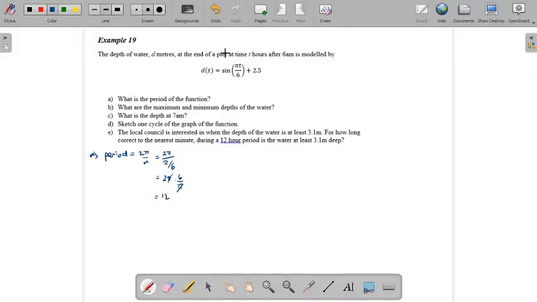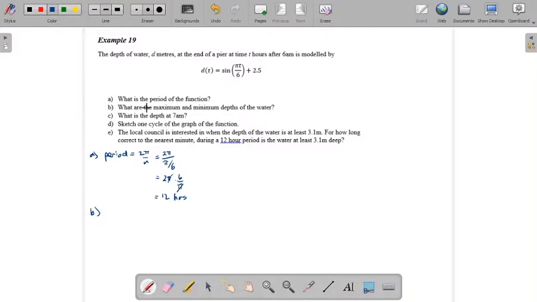How does that relate to this question? Okay, t represents time. So that means the period is 12 hours because time t is in hours. Okay, so it's going through one complete cycle every 12 hours. So that's what it means in terms of this application. Okay, so we can put 12 hours as our period.